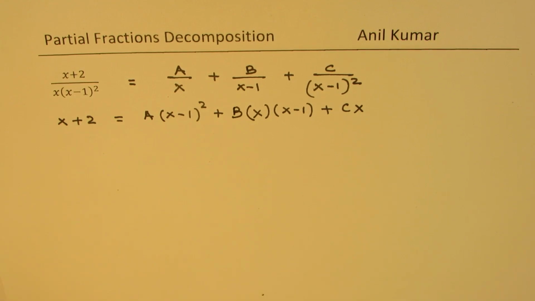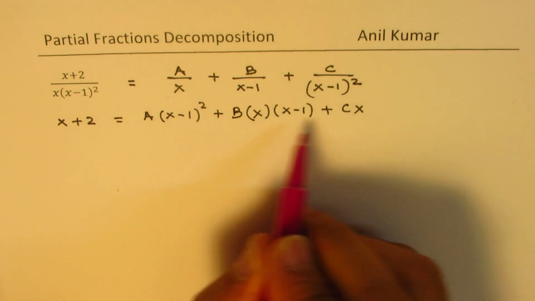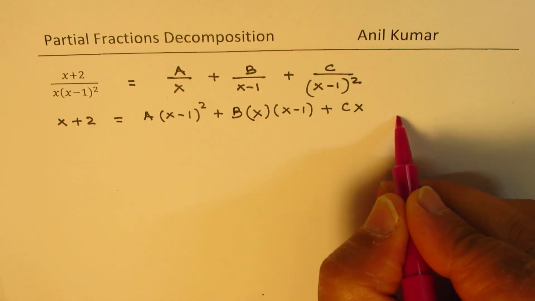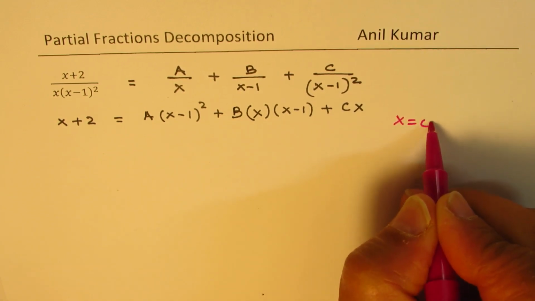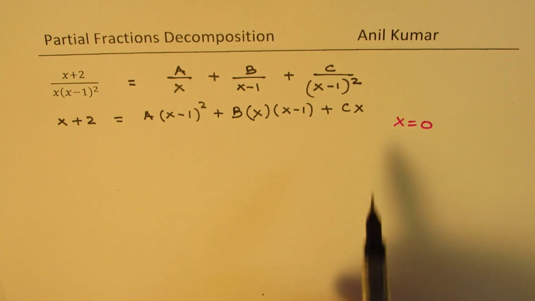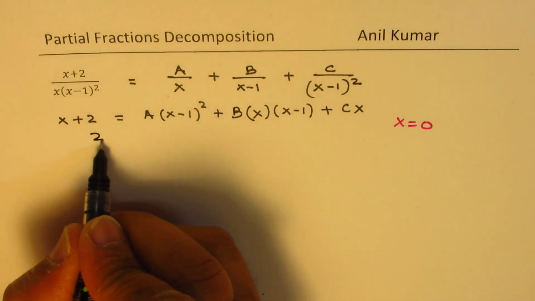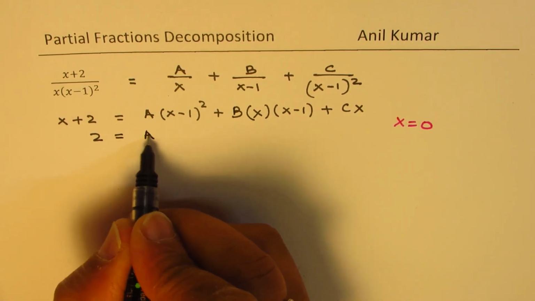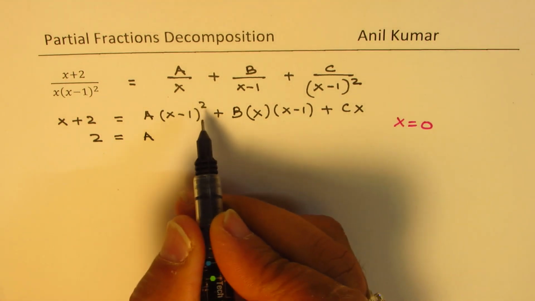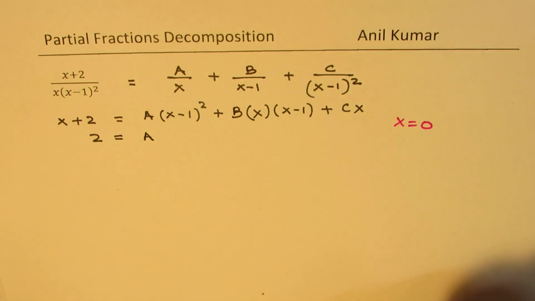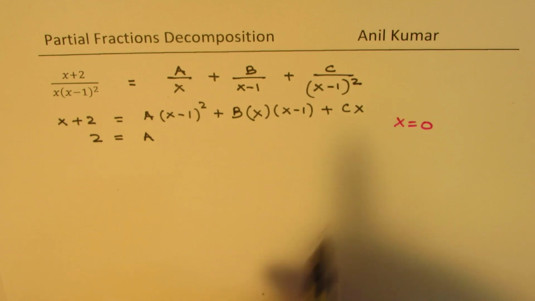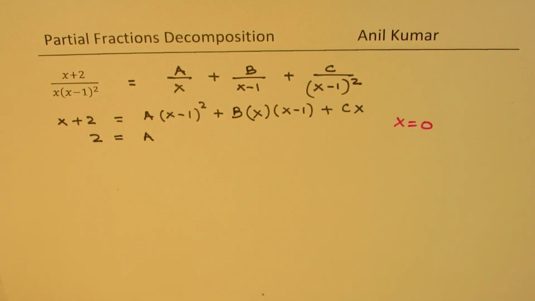Now to solve this, we have to look for what substitutions can help us get the values for the constants a, b, and c. So these two could become 0 if I take x equals 0. If I substitute x equals 0, I get 2 equals a times minus 1 square. So I straight away get the value of a, correct? These two terms are 0, right? So we get one value.